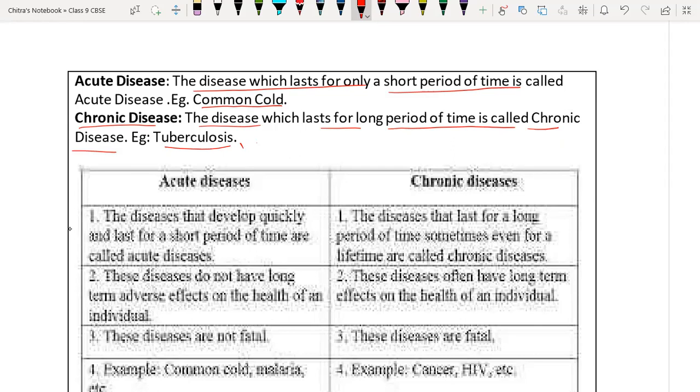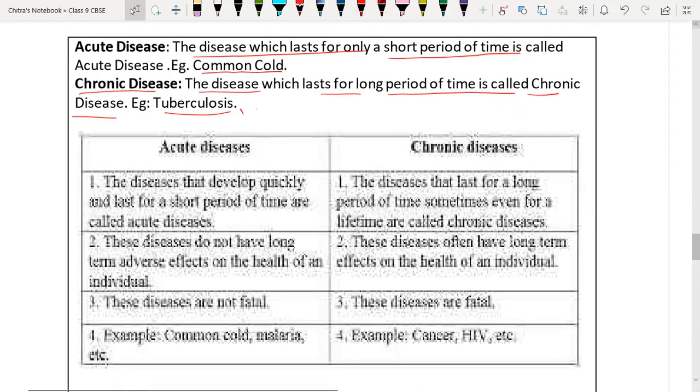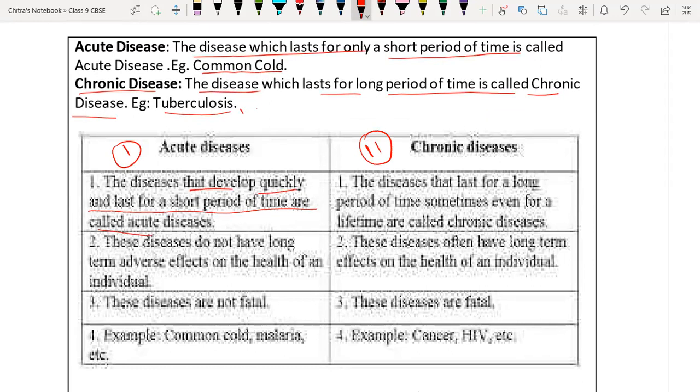Is it clear, everyone? Yes, sir. So now we're going to discuss the difference between chronic and acute disease. First we have acute disease and then chronic disease. The disease that develops quickly and lasts for a short period of time is called acute disease. Whereas the disease that lasts for a long period of time, sometimes even for a lifetime, is called chronic disease.